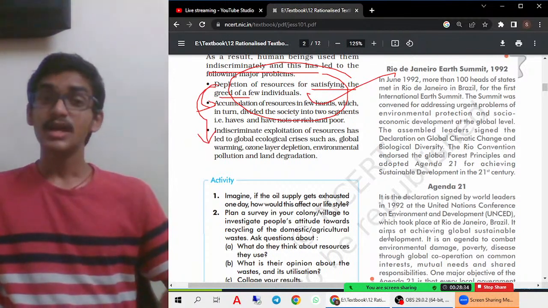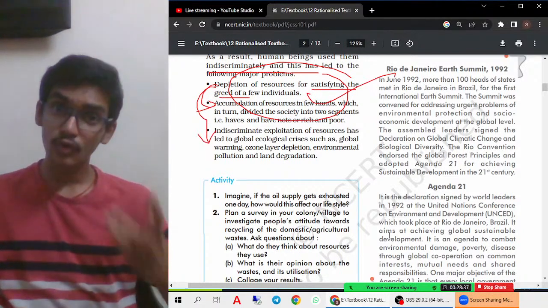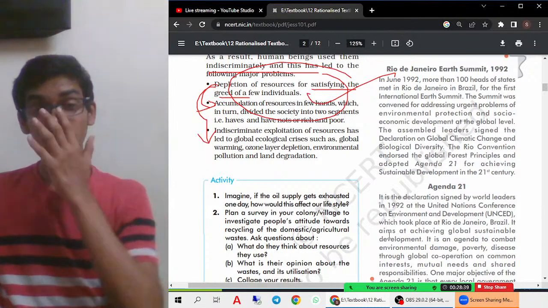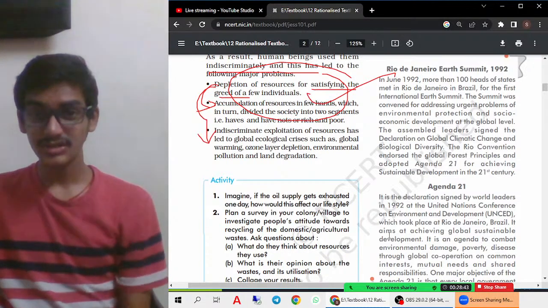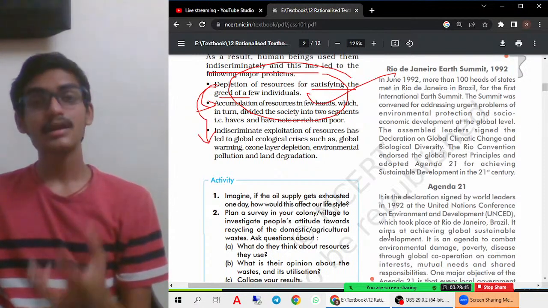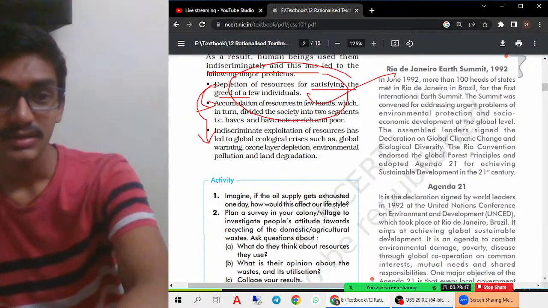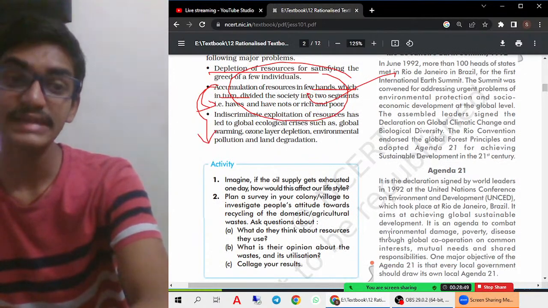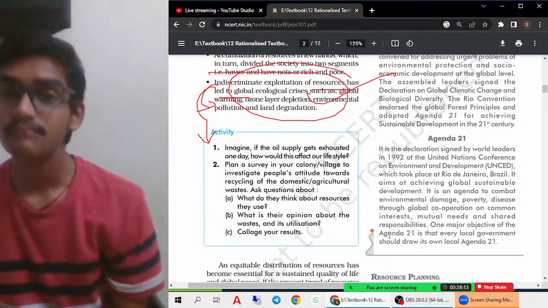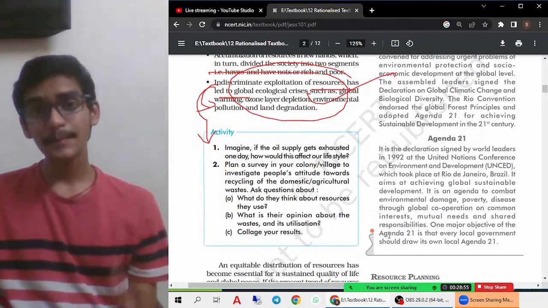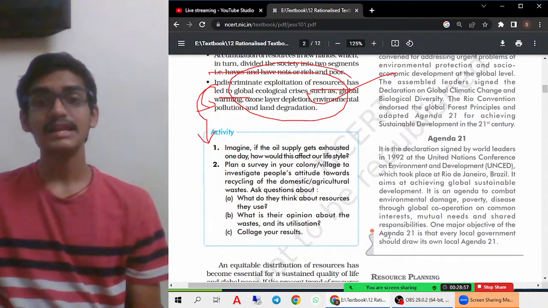And we are also seeing global warming. Carbon dioxide, sulfur dioxide, nitrogen dioxide, all these important gases are being released into the atmosphere. These are causing the depletion of the resources, and they are also destroying the environment.